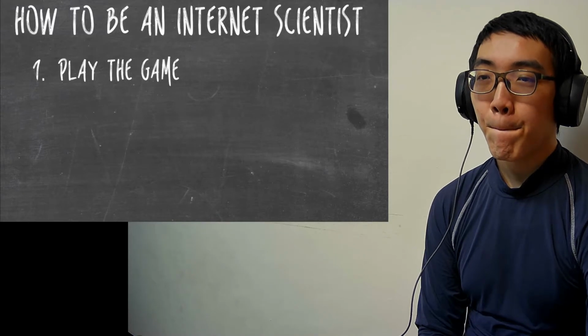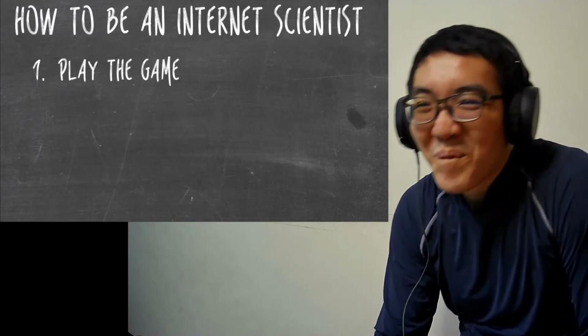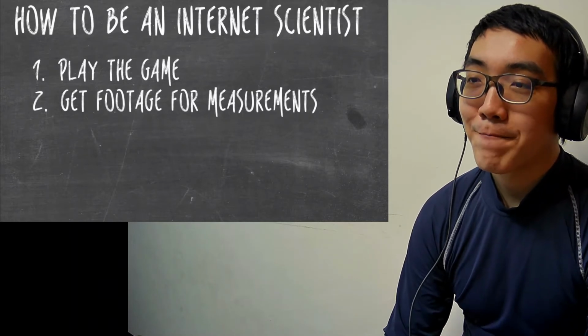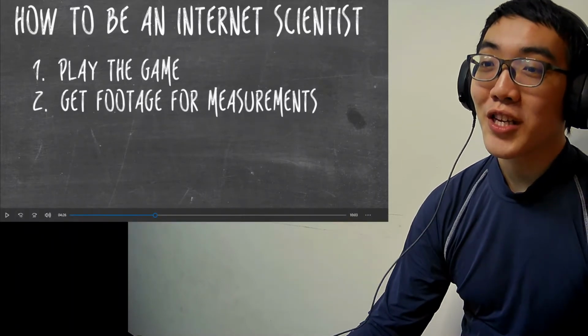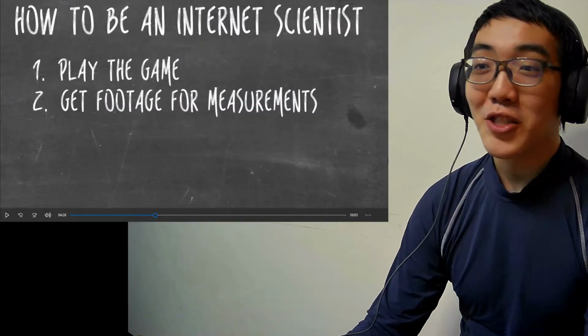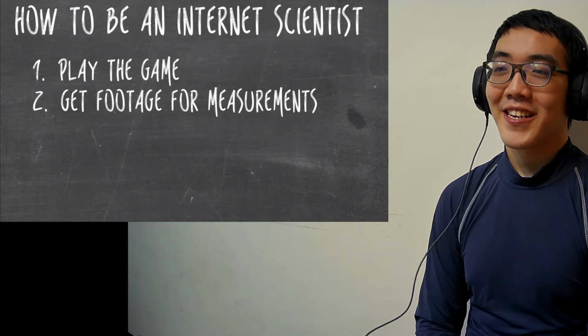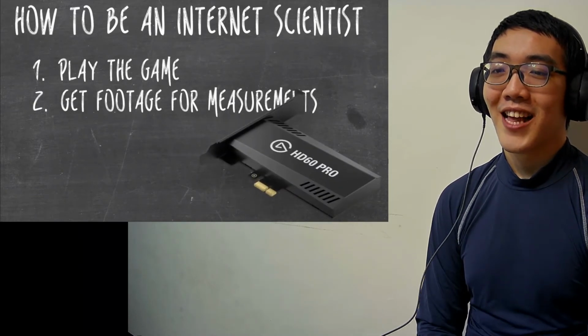Find the things that make no PG sense. Step 2 is to get the measurements, and in order to do this accurately, you're gonna need game footage. Thankfully, you don't have to be a big, fancy YouTuber with an Elgato internal capture card like I do to do this.